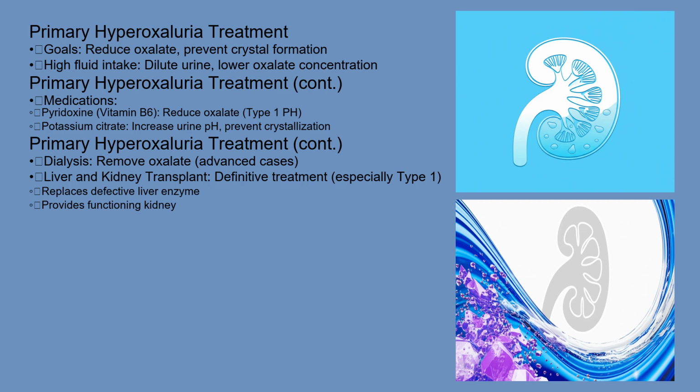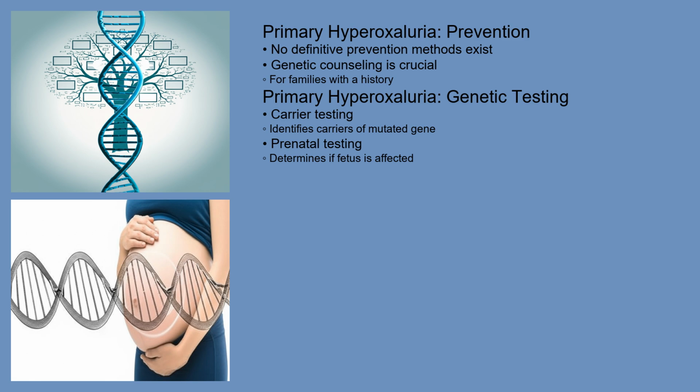Ultimately, a combined liver and kidney transplant is often the definitive treatment, especially for type 1, as it replaces the defective liver enzyme and provides a functioning kidney. Currently, there are no definitive ways to prevent primary hyperoxaluria since it is a genetic disorder. Genetic counseling is crucial for families with a history of the condition. Carrier testing can identify individuals who carry the mutated gene, and prenatal testing can be performed during pregnancy to determine if the fetus is affected.